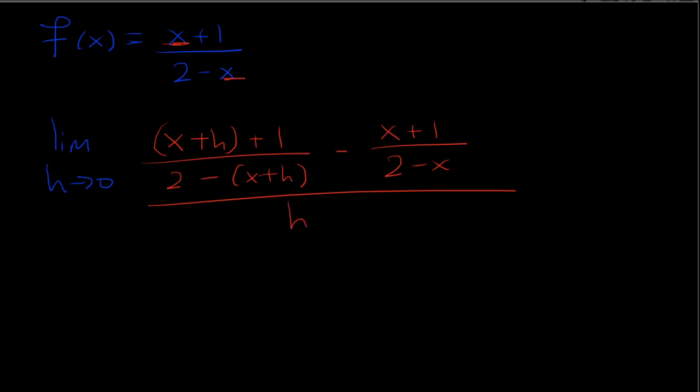Now this is going to get a little messy because I want to get a common denominator here for the top two fractions. So let's see. The 2 minus quantity x plus h can be rewritten as 2 minus x minus h. Okay, so if we distribute out the negative, we can rewrite it like that. So for the common denominator, I'm going to multiply these two denominators. So for this one, I'm going to multiply the 2 minus x minus h. And for the left one, 2 minus x.